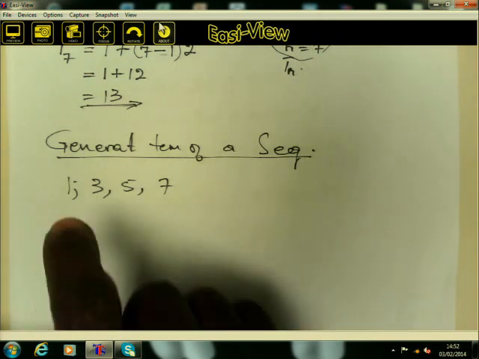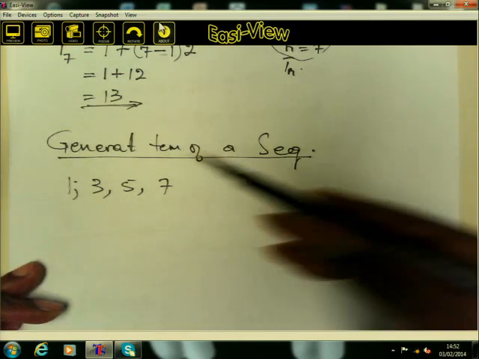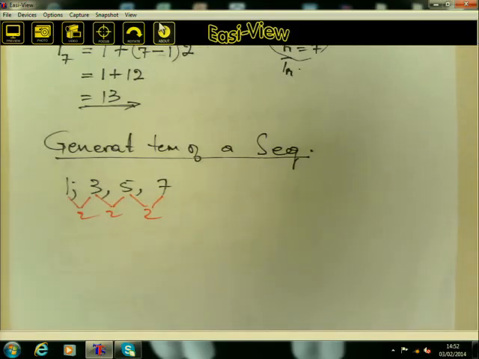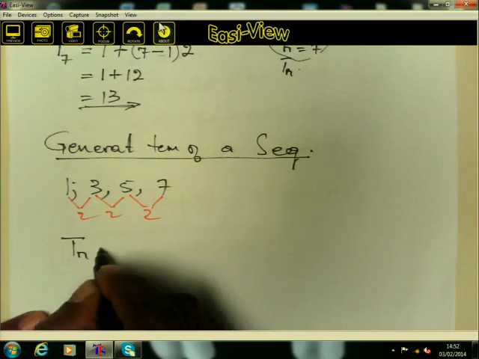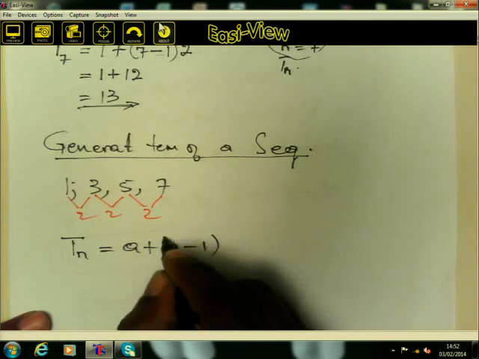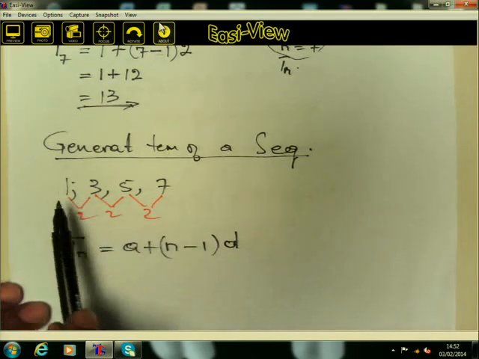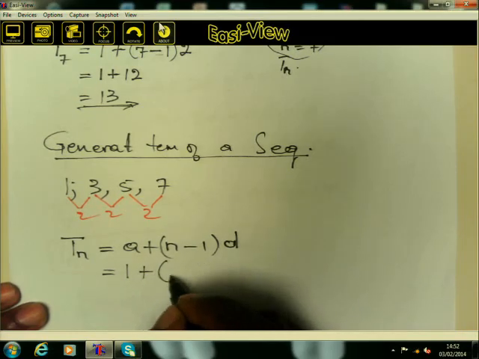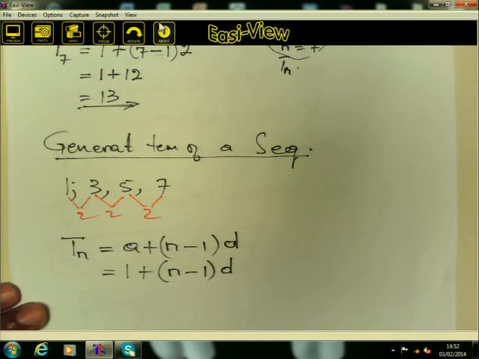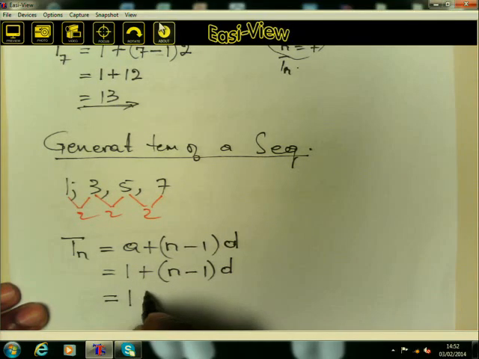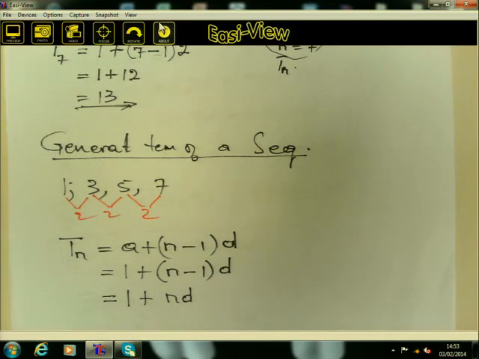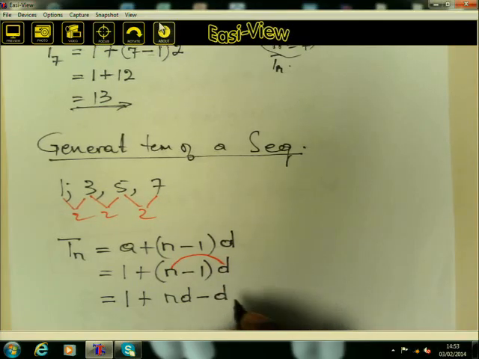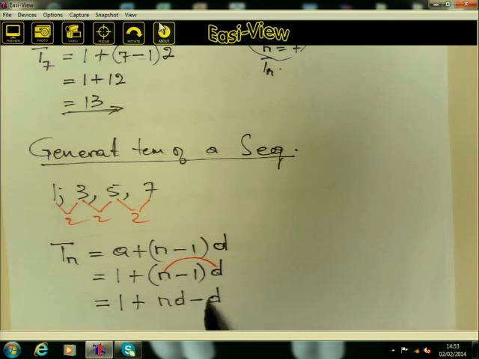But before we can do that, we must first establish what type of sequence this is. Like we have just done, this one gives us a difference of 2, so it is arithmetic. For the arithmetic sequence, we use Tn equals a plus n minus 1 multiplied by the common difference d. So what is the general term for this? We know our first term is 1, added to n minus 1 multiplied by the common difference. As we continue, you multiply n by d to get nd, and then ultimately you get a d there.